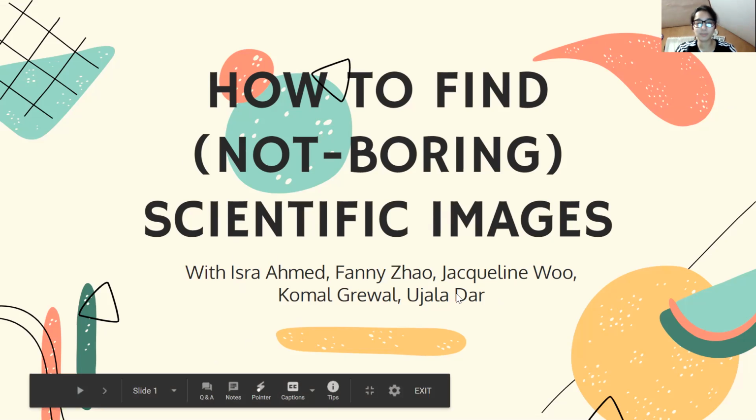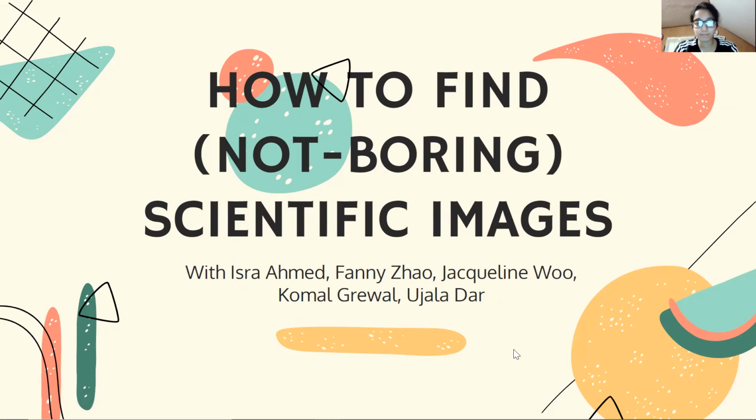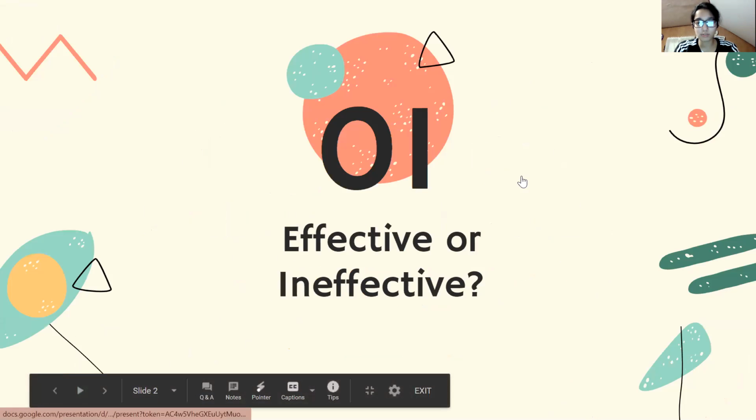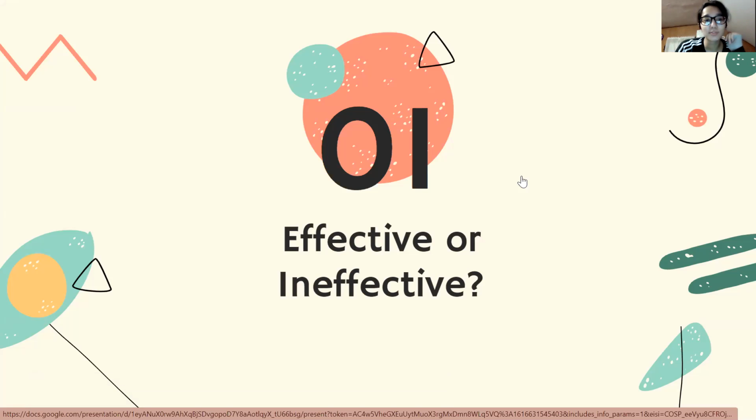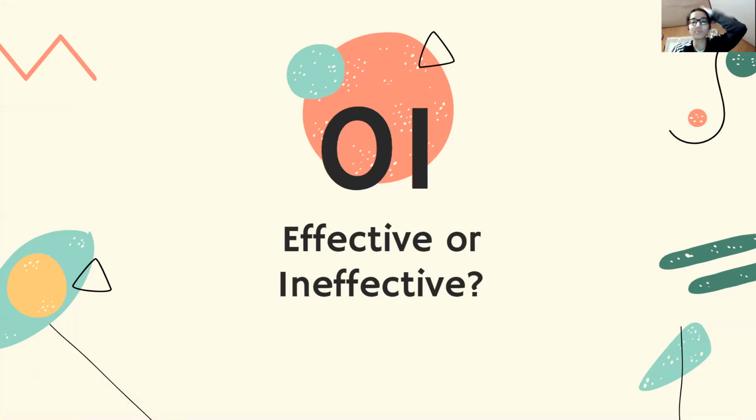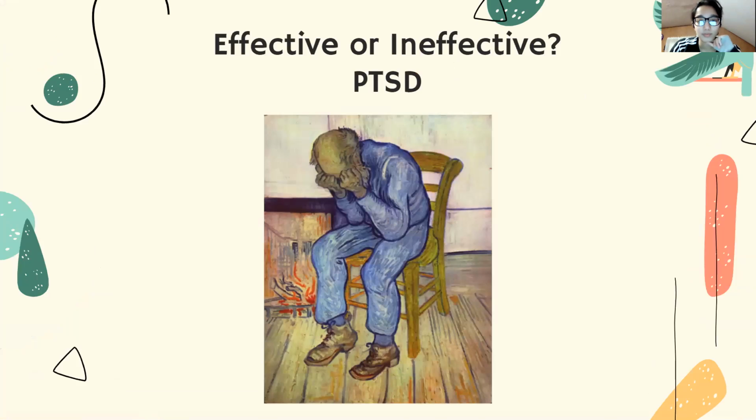Okay. All right. So to get on with our workshop, first we are going to go through a little fun activity where we decide which of the following images are effective or ineffective. So we're going to show you some images. We're going to tell you what the topic that they're supposed to show is. And then you can just type in the chat whether they're effective or ineffective. What do you think? And then we will explain the correct answer and if you got it right or not. So let's get started. So this is the first one. So would you say this is effective or ineffective? And keep in mind that the topic is PTSD.